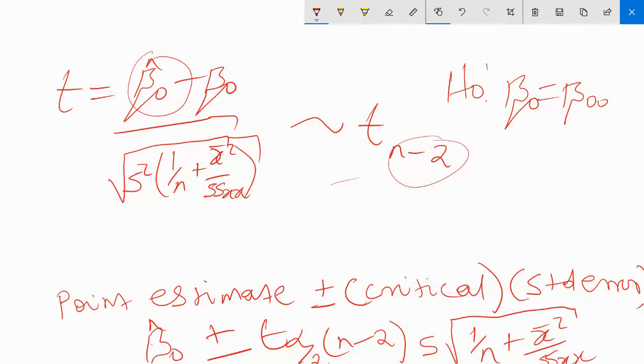Thank you very much. So this is how to find the confidence interval for beta 0, and also how to test the claim about beta 0. Let's go to beta 1.